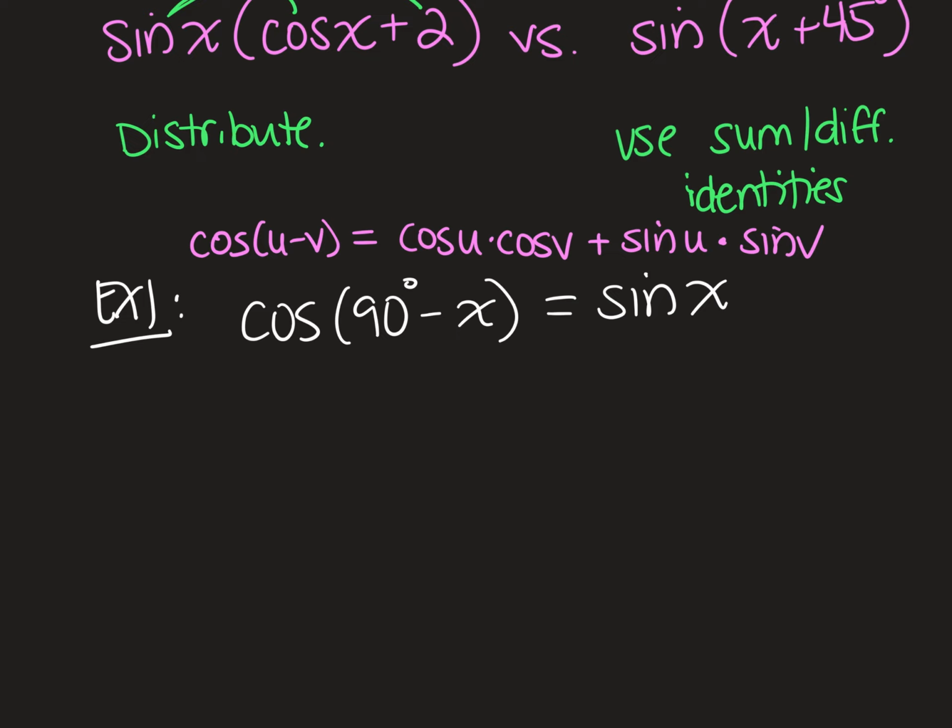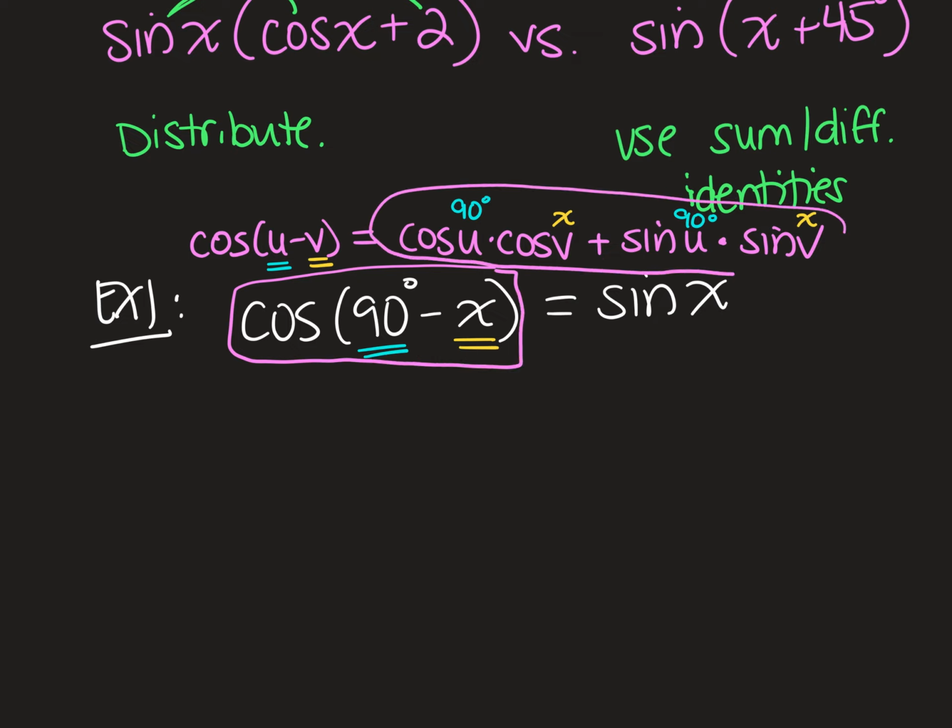Yeah. So in our example, we have 90 instead of u. So everywhere I see u, I'm going to replace it with 90. Kind of running out of room there. And then I have x instead of v. So everywhere I see a v, I'm going to replace it with x. So essentially what I'm saying is I can take this expression and replace it with all of this. Just plugging in the appropriate values. So replacing u and v with whatever I see in my problem.